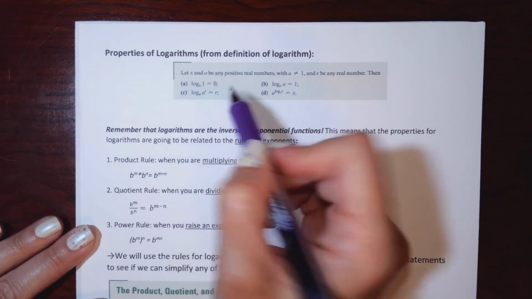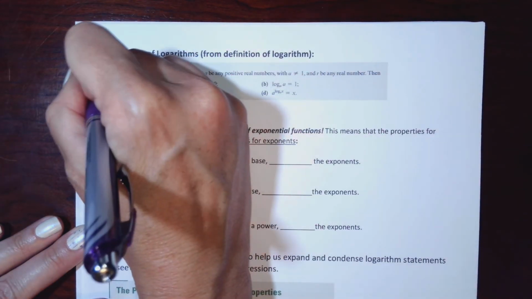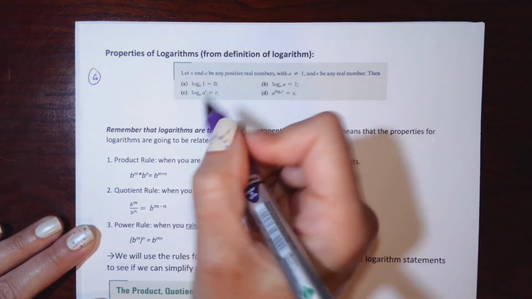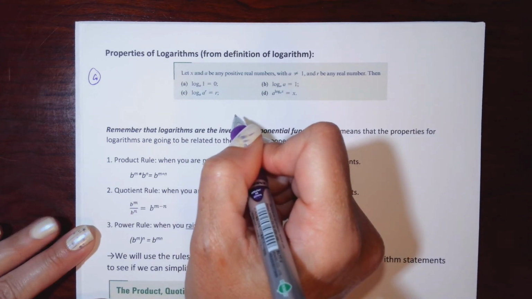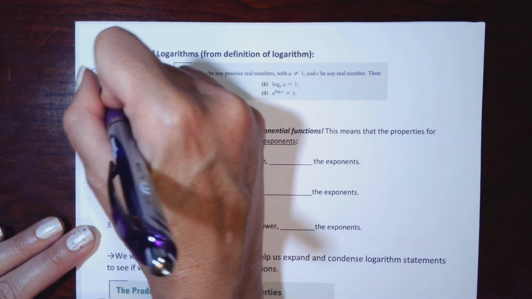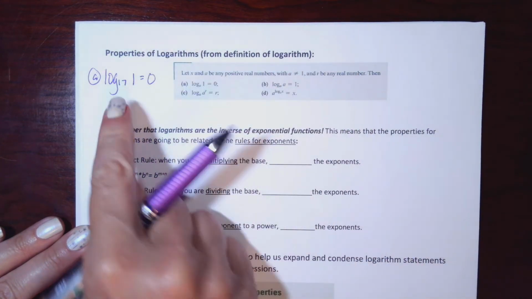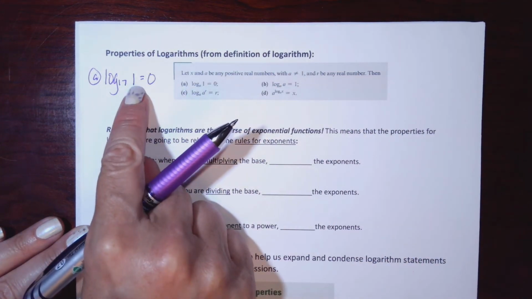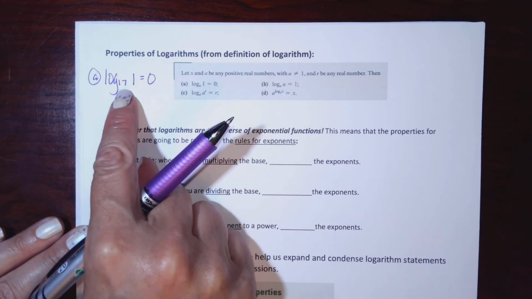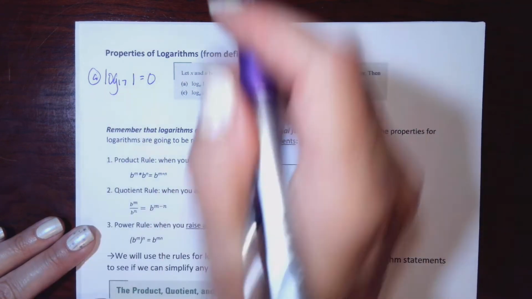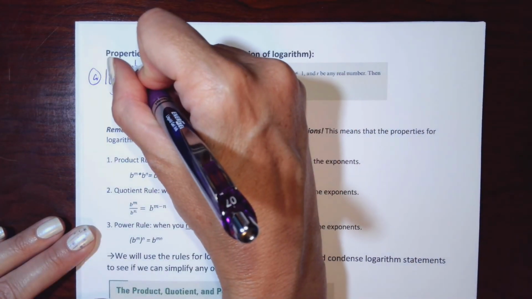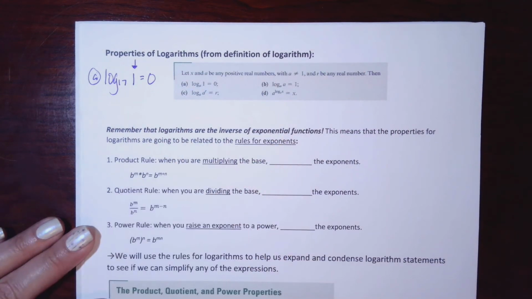Log base A of 1 equals 0. So for this first one, log base A of 1 equals 0. A can be anything. So let's just say log base 17 of 1 equals 0. What is the exponent of 17 that gives me 1? Well, it's 0. Anything raised to the 0 power is 1. So anytime I see that 1 as my argument, I know that the exponent would be 0.